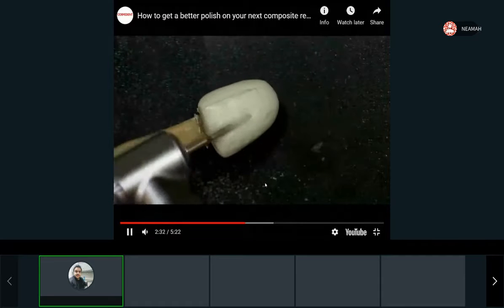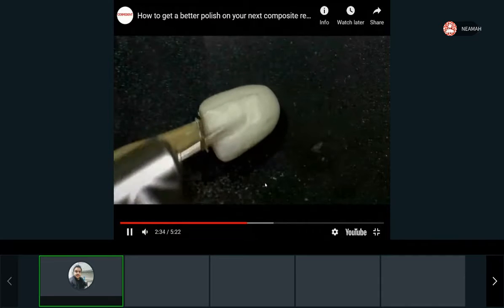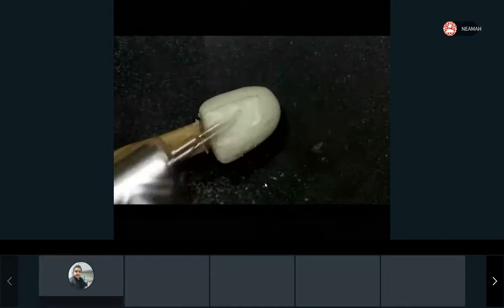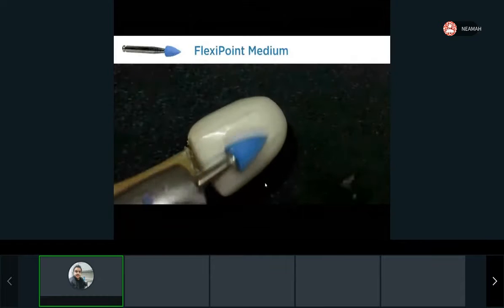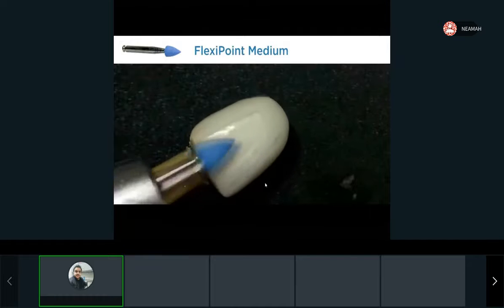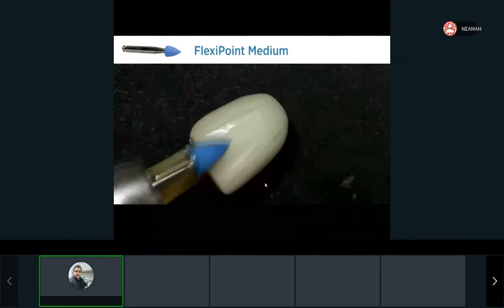Yeah, well, this is a filling, for example. Like this is a complete filling of the labial surface. And this is just kind of an educational video about what dentists can use to polish the composite in the good way.